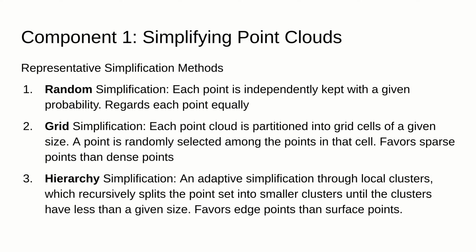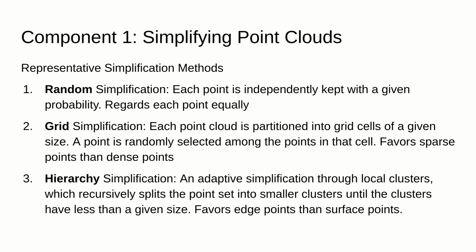The second one is grid simplification. In grid simplification, each point cloud is partitioned into grid cells of a given size. For a non-empty grid cell, a point is randomly selected among the points in that cell. Therefore, grid simplification favors sparse points over dense points. This is because only one point is kept, no matter whether the grid cell is sparse or dense. We change the grid cell size to generate simplified point clouds of different sizes.